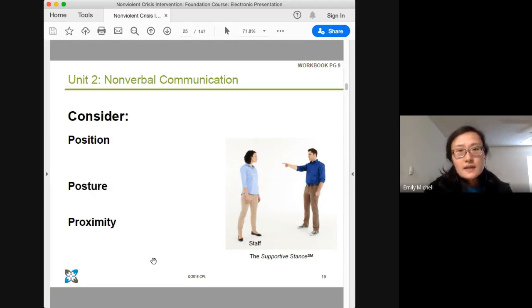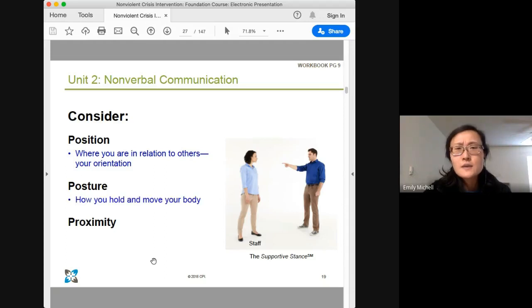Things to consider with that supportive stance are position, posture, and then proximity. We referred to this a little bit, but position is where you are in relation to others, as well as where your exit doors are. Posture is how you hold and move your body, which also involves body language. And proximity is the distance between individuals.